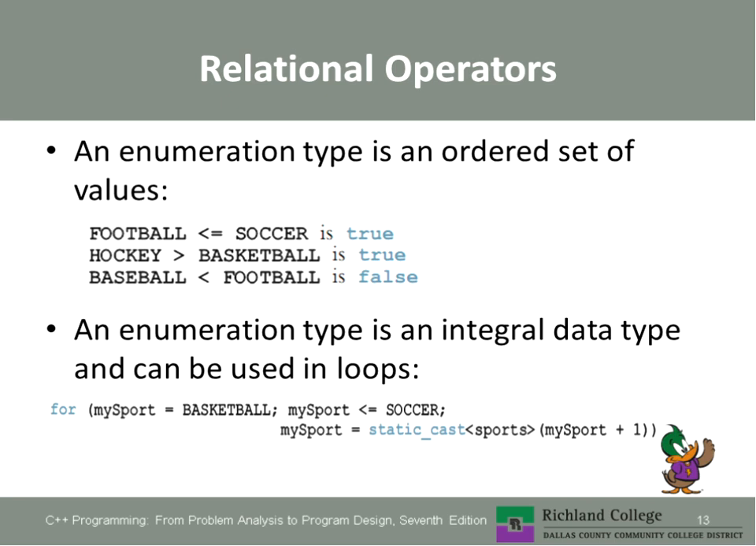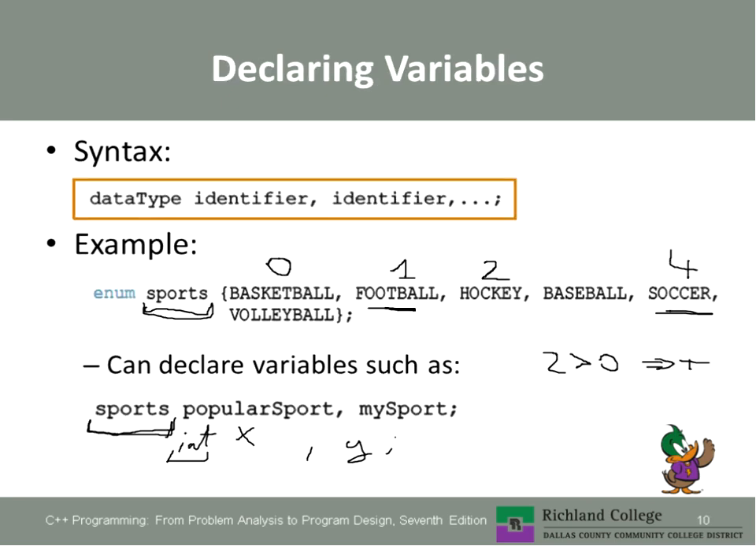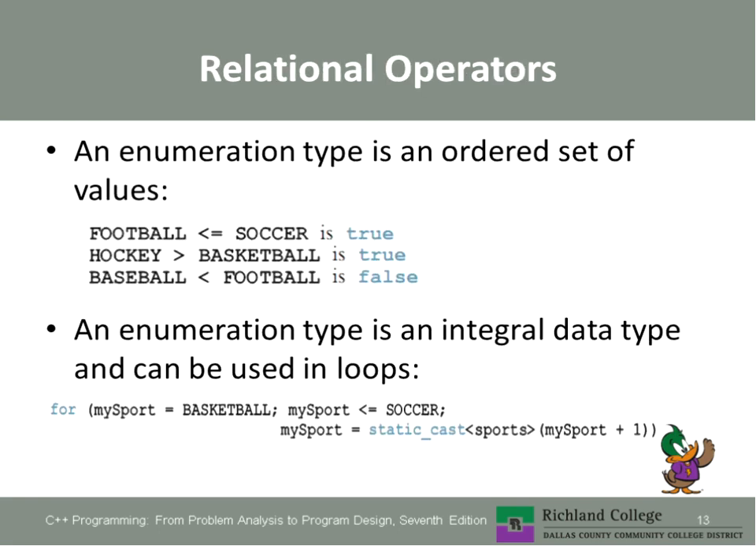Baseball is less than football. Well, let's see. Baseball is 3. Football is 1. So you're saying 3 is less than 1. No, I don't think so. That is false. That is a false statement right here. So you cannot really find out how these comparisons are made unless you have access to the enumeration type declaration and find out what the proper values are.